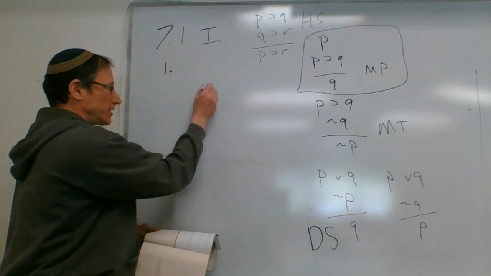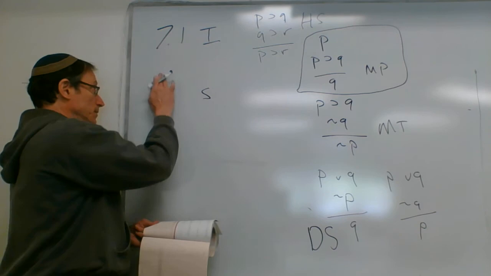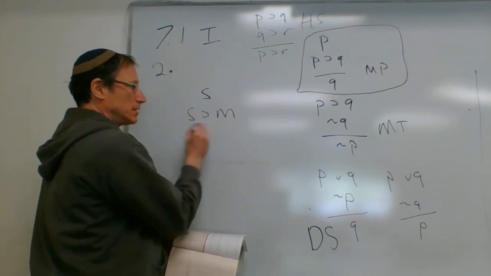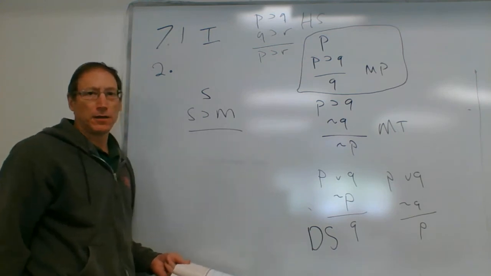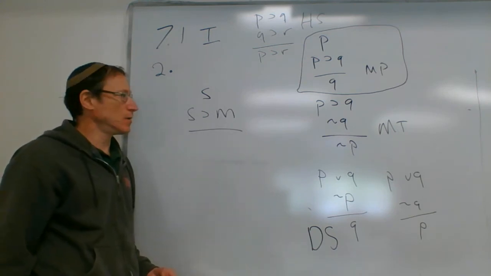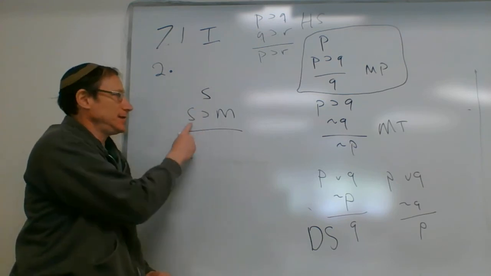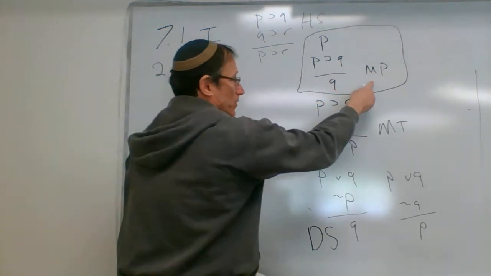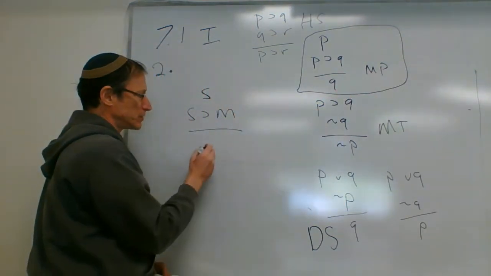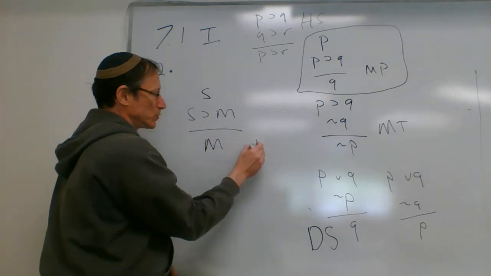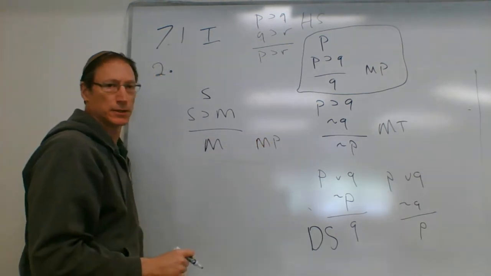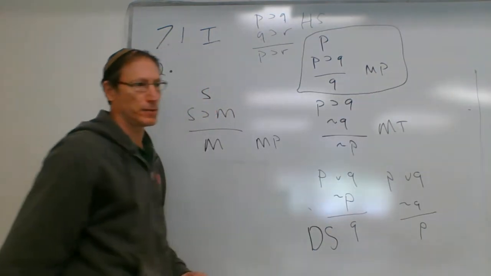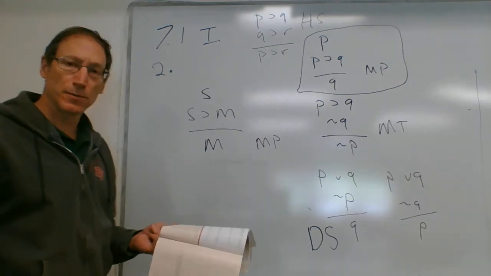Number 2 is pretty easy, I think. Now I'm doing number 2. You have S, you have S horseshoe M, and what can you infer by which rule? So this is a horseshoe, and this is the antecedent of the horseshoe. Well, the rule that would match up is modus ponens. And the correct inference would be M, using the rule of MP, modus ponens. M here is just a constant. MP here is the abbreviation for modus ponens. So that would be the answer to number 2.